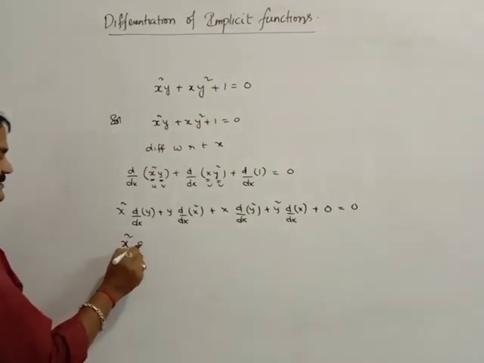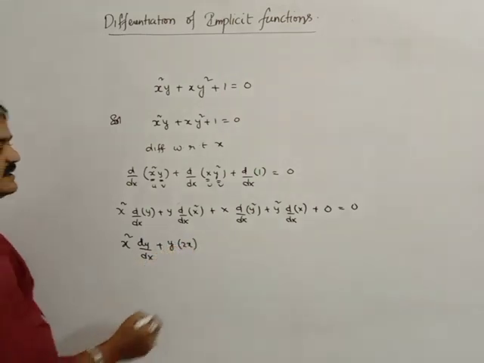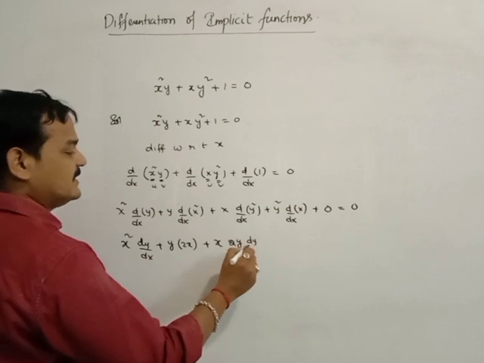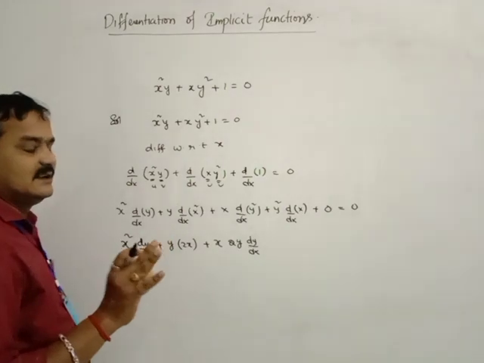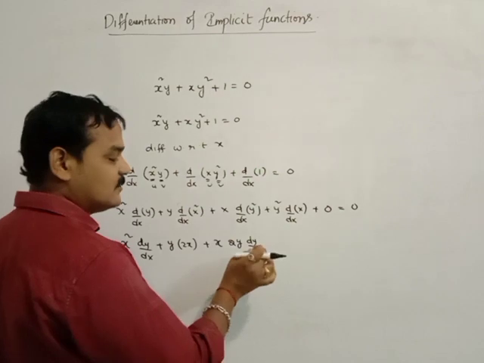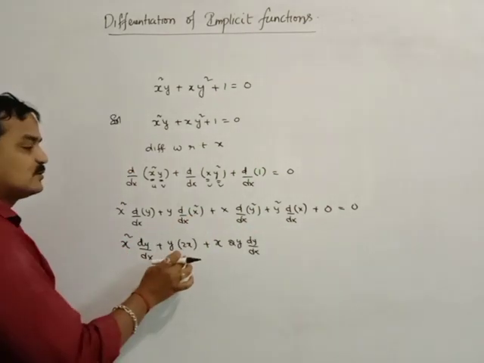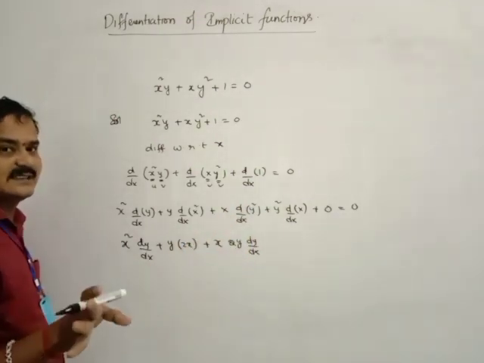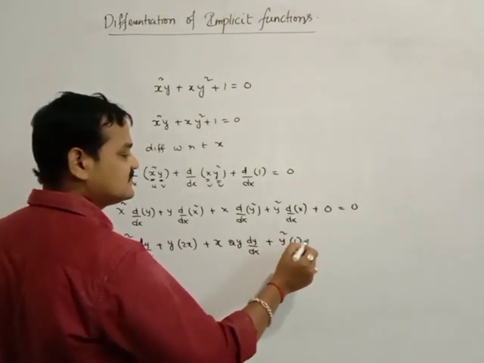So it is x square into dy by dx plus y into the x square derivative, 2x, plus x into the y square derivative, 2y, again dy by dx. Many times I have repeated that you treat y also as one of the functions. So the y square derivative means 2y dy by dx. Most of the students forget to write dy by dx. The x square derivative is 2x, so the y square derivative is 2y dy by dx. Without writing dy by dx, the problem becomes wrong. So plus y square into the derivative of x, which is 1.